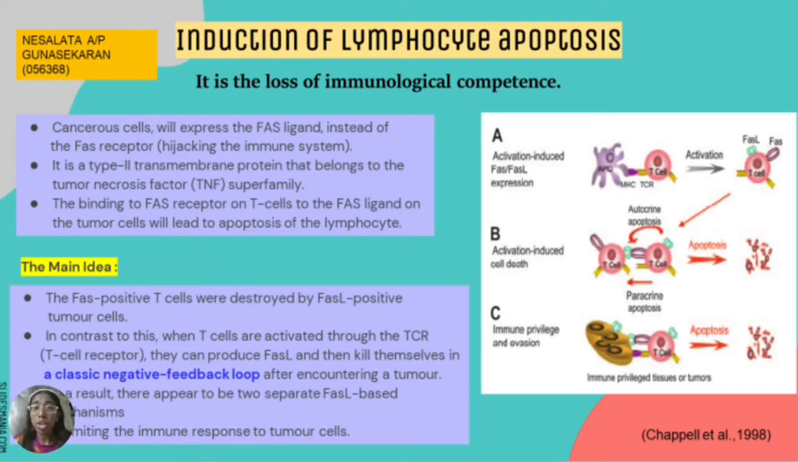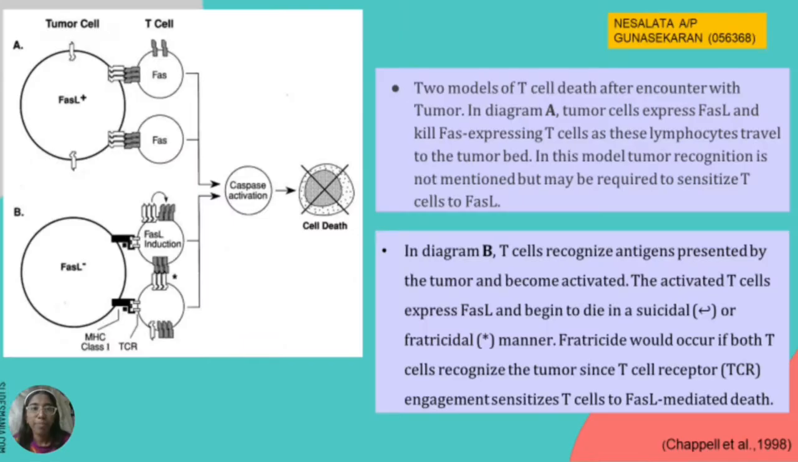It happens through two separate FAS ligand-based mechanisms and through a classic negative feedback loop. The two types of apoptosis that occur are autocrine apoptosis and paracrine apoptosis. In this slide, I'm going to explain how it works.